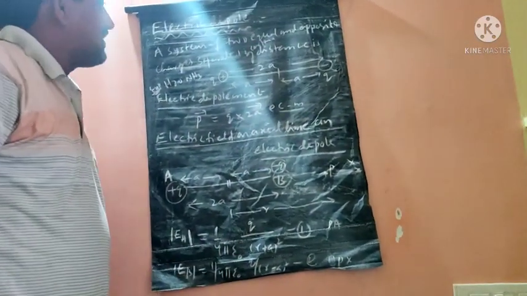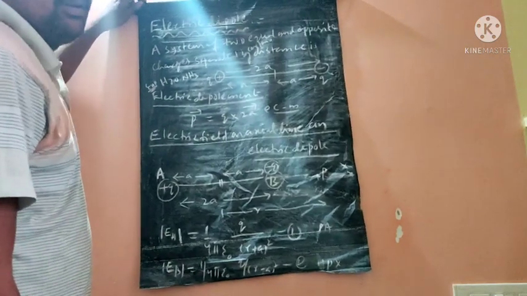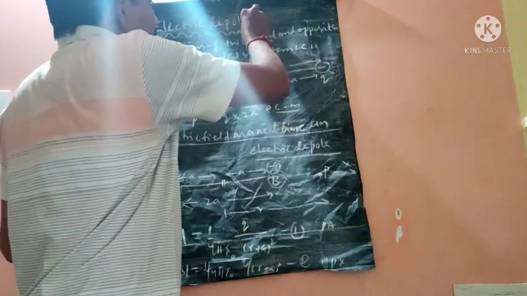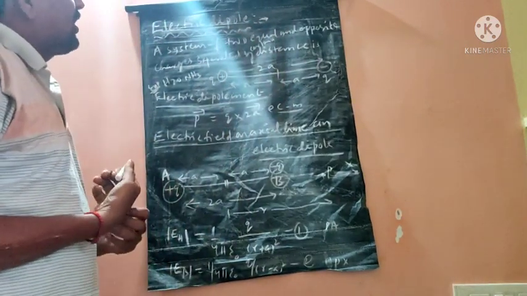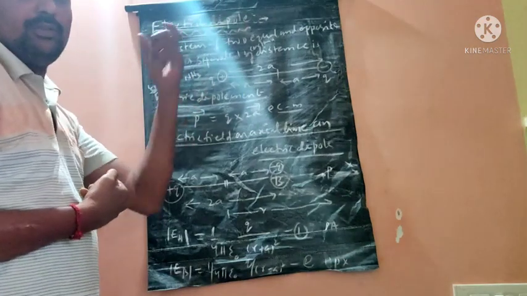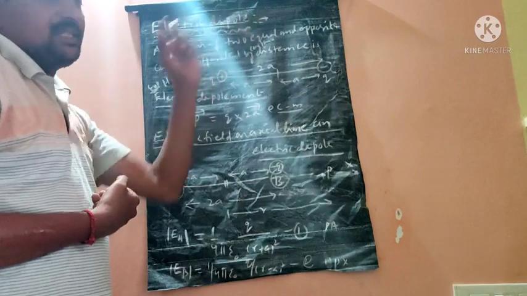So good afternoon students. Today we are going to explain electric dipole. Electric dipole, one of the important topics. What is called electric dipole? Dipole: di means two charges.